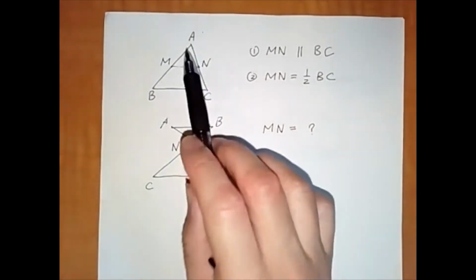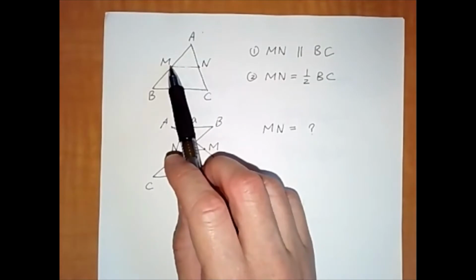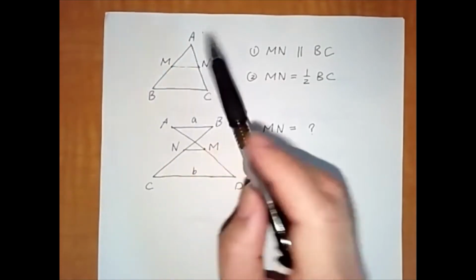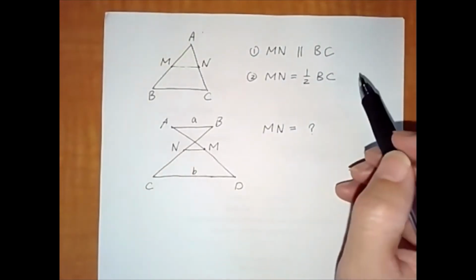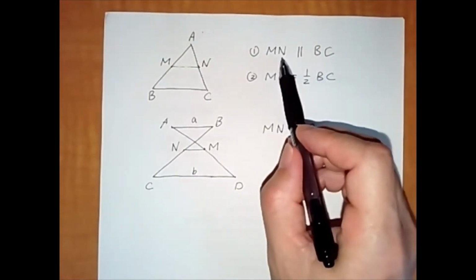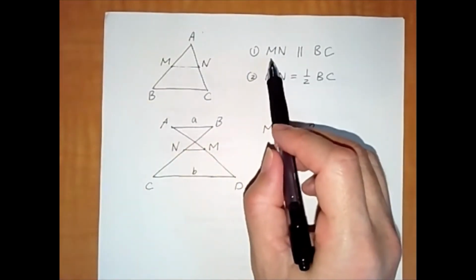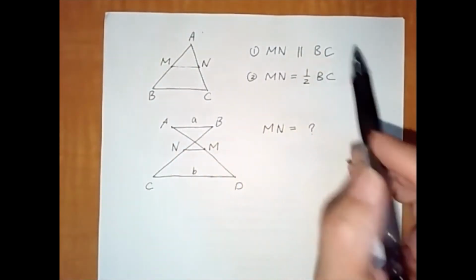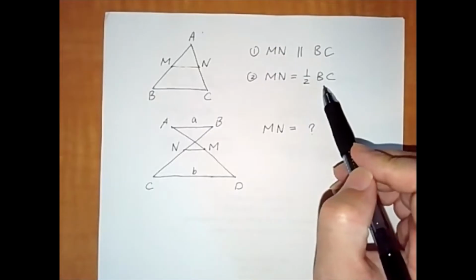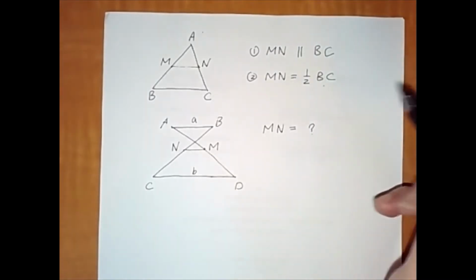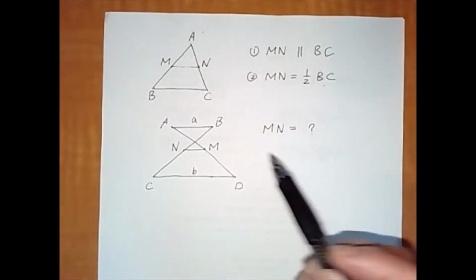Hello everyone. Today we are going to solve a geometry problem using the midline theorem. Consider a triangle ABC. M is the midpoint of AB, N is the midpoint of AC. Then the midline theorem tells us that MN, which is the midline, is parallel to BC, and also the midline is 1/2 of the base. We are going to use the theorem to solve a problem.